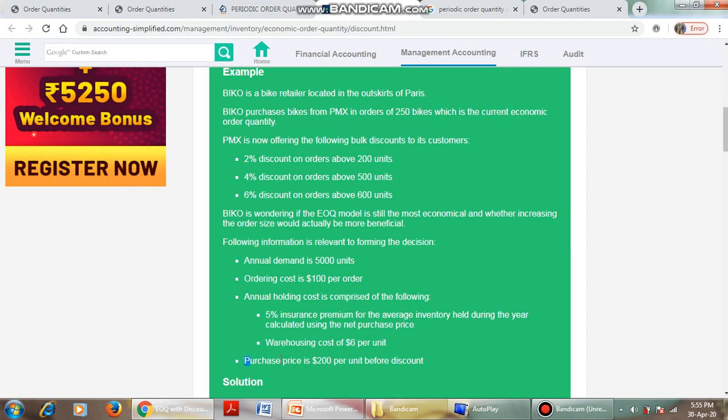Okay, the purchase price is $200 per unit before discount. Before discount, what is the purchase price? $200 per unit before discount.